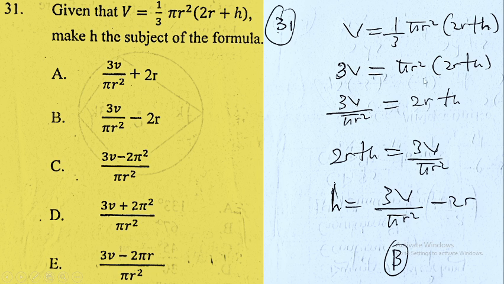Our aim is to find h. So that means 2r is disturbing it. You can take it to the other side. So that means we'll be having h equals 3V over pi r squared minus 2r. So that will give us the value of our h, and option B is the correct option.